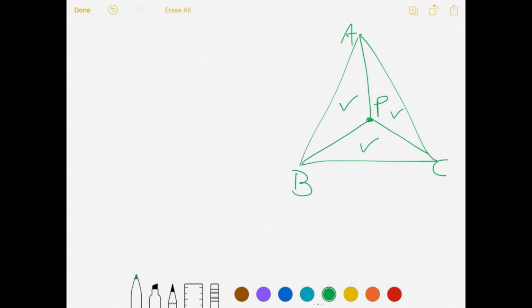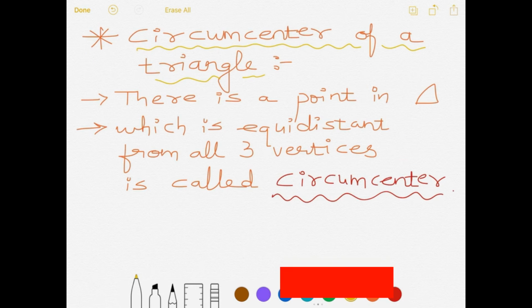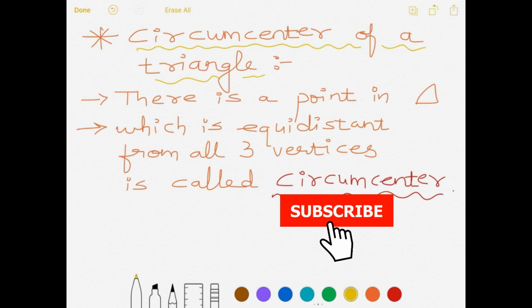Very simple. If you add the area of all those three small triangles, you get the area of the whole triangle ABC. Okay, so how to write it? Like this: area of APB plus area of BPC plus area of APC will give me the area of the triangle ABC. Simple. Now let us talk about the circumcenter of a triangle.